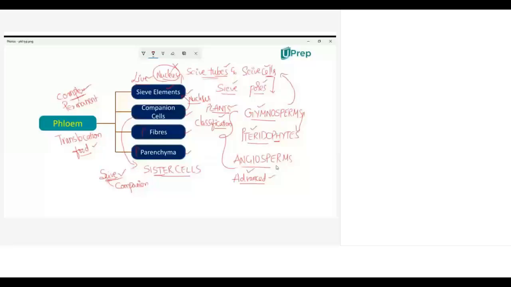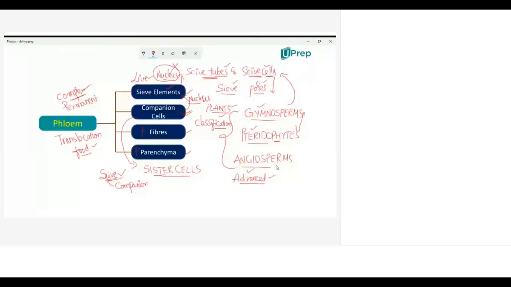Okay, that's one part. Now, when you come to the classification of plants, I showed this classification so that you can understand what is meant by primitive plants and advanced plants. If you take the phloem tissue, you have various cells. Some cells you'll find only in some plants. You won't find all cells in all plants. At the same time, you won't find sieve tubes in all plants. The same happens with companion cells also.